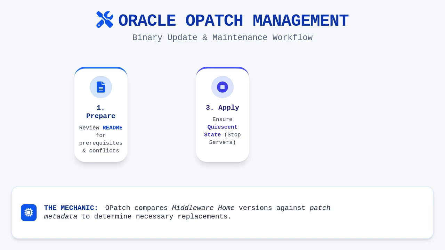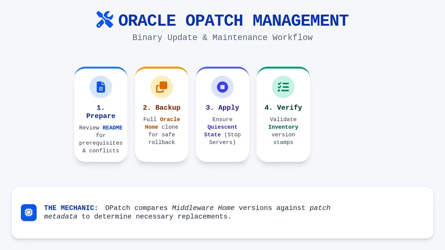It is a best practice to always create a backup of your entire Oracle home before kicking off any patching procedure, as this allows for a fast rollback in the event of an unexpected incompatibility. Once the patch is applied, you should revalidate the installation by checking the inventory again to see the updated version stamps and any newly applied patches listed.